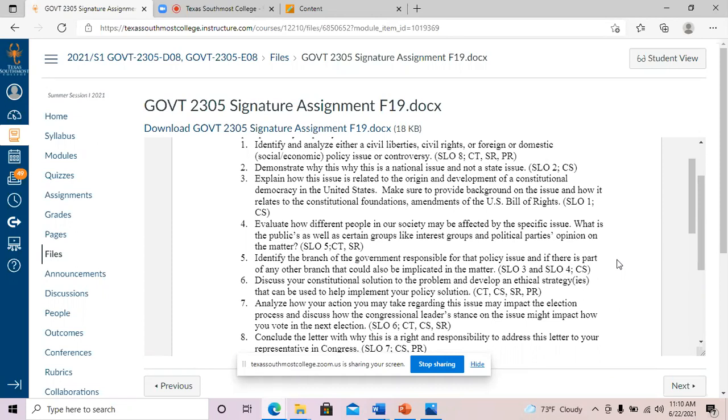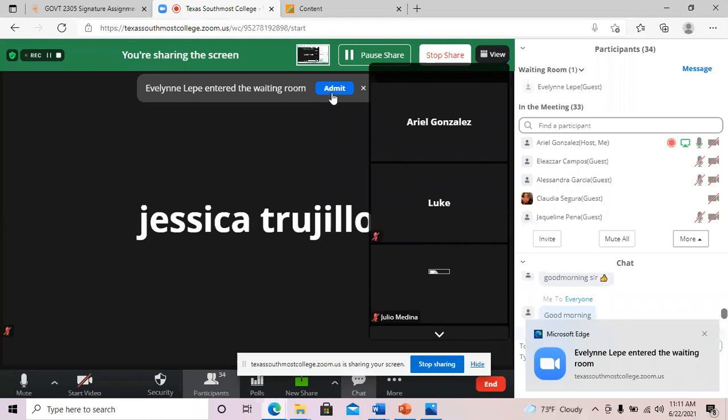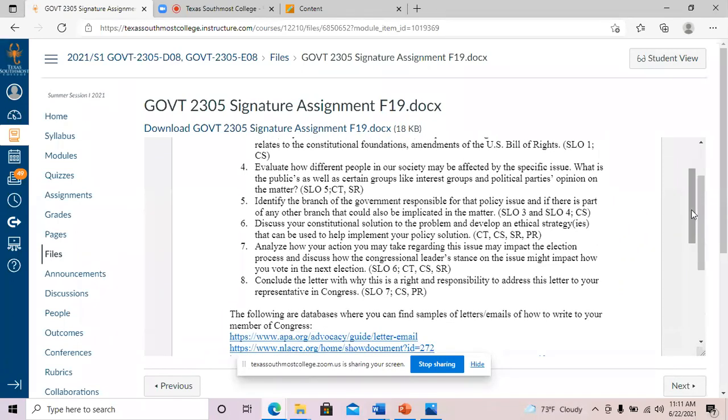Then discuss your constitutional solution to the problem and develop an ethical strategy that can be used to help implement your policy solution. An example would be, we'll pick an easy one, let's say we want to provide citizenship rights to the Dreamers. If you look at public opinion polls, you'll see that a vast majority of Americans are in favor of Dreamers becoming citizens. So this is something you could propose as your solution here. And of course, you would discuss your solution and develop an ethical strategy that can be used to help implement your policy solution.